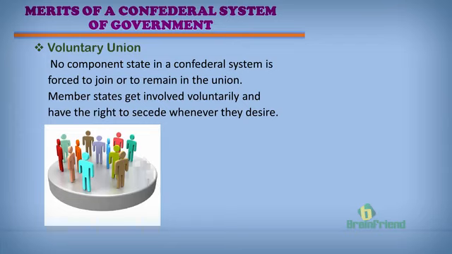Another is a voluntary union. No component state is forced to join the confederacy. In the confederal system of government, these component states are allowed to become members or decide not to become members. They can decide to join and remain in the union as members, getting in voluntarily. They also have the right to pull away, to withdraw or secede from that confederacy whenever they want to. They have the right to join freely, and also the right to leave, withdraw, or secede from the confederacy willingly as they desire.